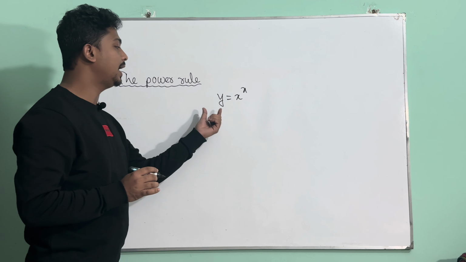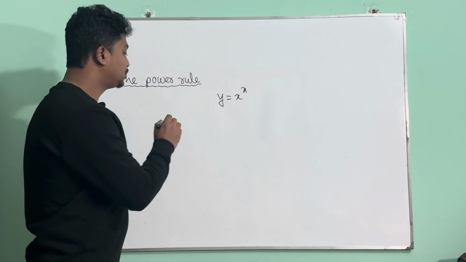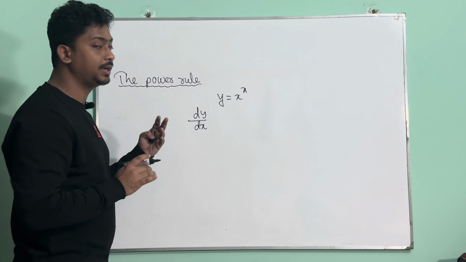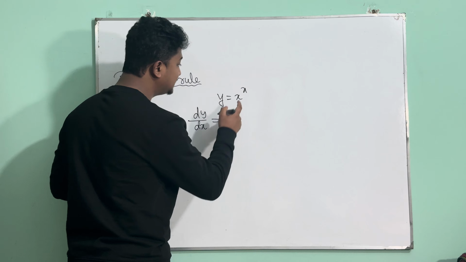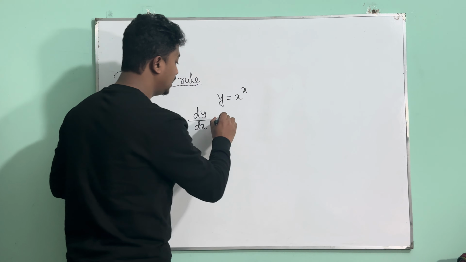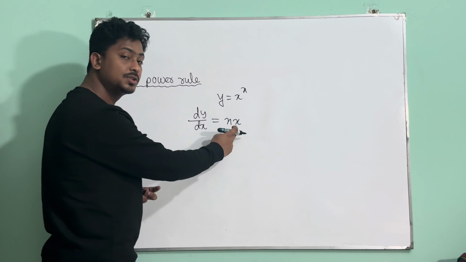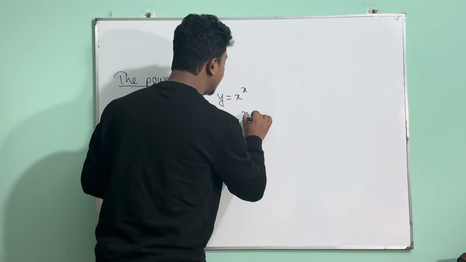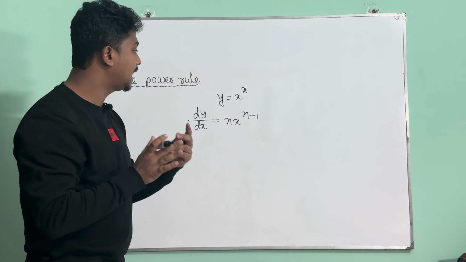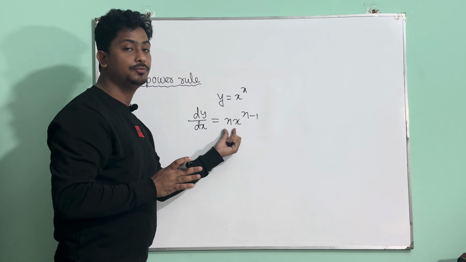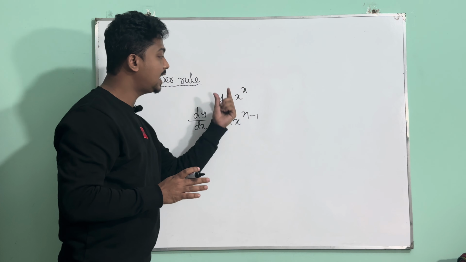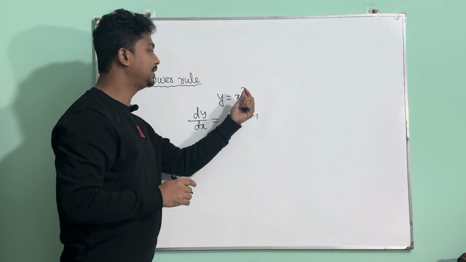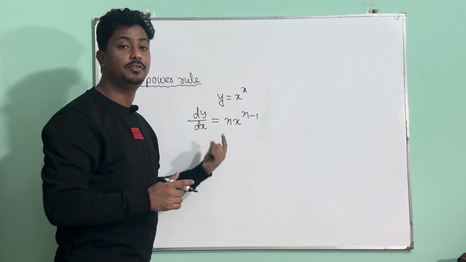Now, we want to differentiate this thing, okay? So, we want to find d dx of y. That basically means the change of y with respect to x, right? What's going to happen is this power is going to come in front. So, it's going to be n x, and the variable stays there. And the power is also going to get reduced by 1. That means n minus 1. So, basically, the power comes to the front, the variable stays there, and the power gets reduced by 1. That's the power rule. Whenever we have something like this, we can differentiate it like this.